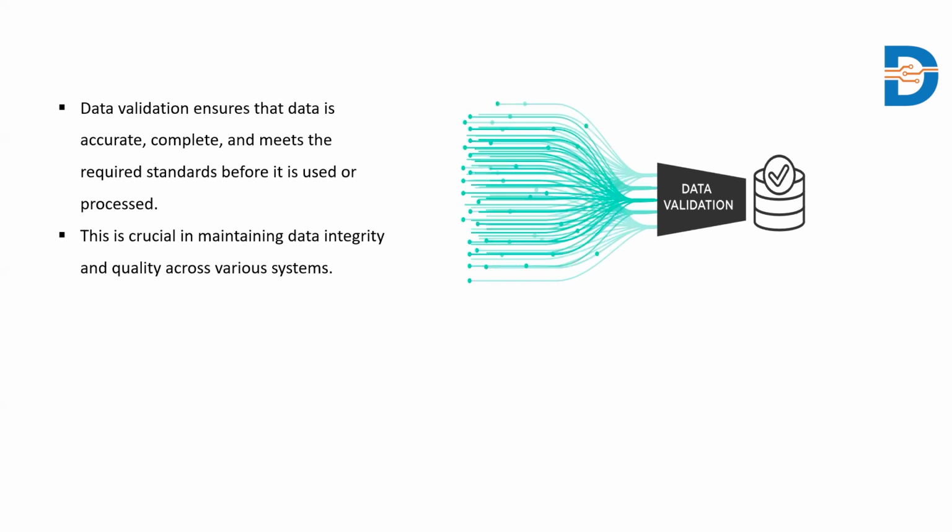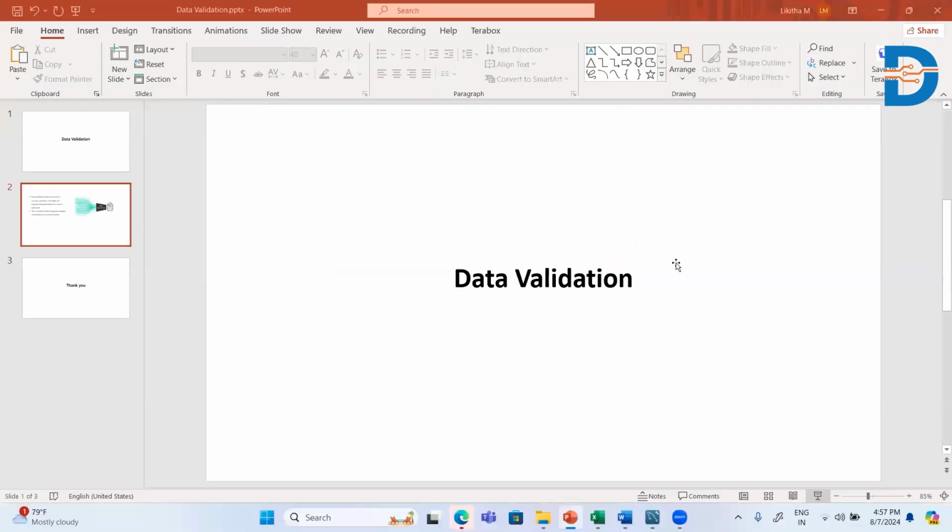Data validation ensures that data is accurate, complete, and meets the required standards before it is used or processed. Right? Whatever data we collect should be accurate. So this is what data validation will do. And this is crucial in maintaining data integrity and quality across various systems. Let me show you how it works by giving an example.